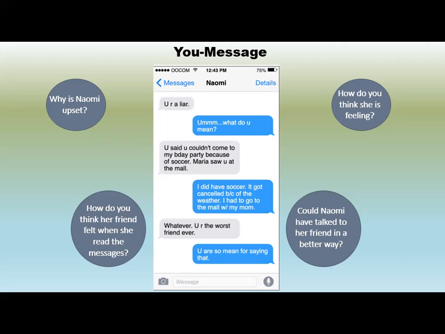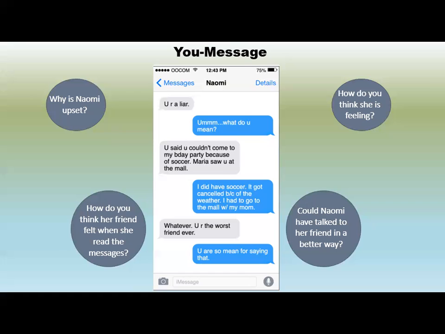Okay, we're going to read this message together as a group. This message is on Naomi's phone, right? It says: You are a liar. What do you mean? You said you couldn't come to the birthday party because of soccer. Maria saw you at the mall. I did have soccer. It got canceled because of the weather. I had to go to the mall with my mom. Whatever. You are the worst friend ever. You are so mean for saying that.